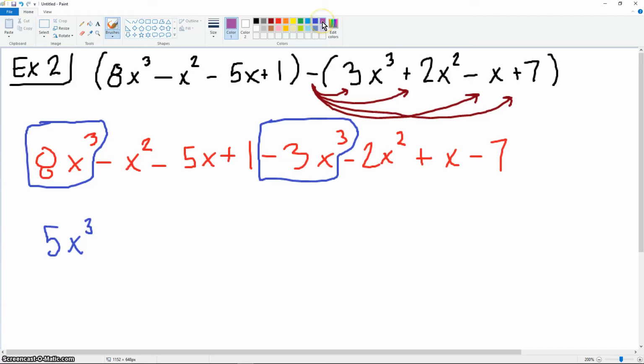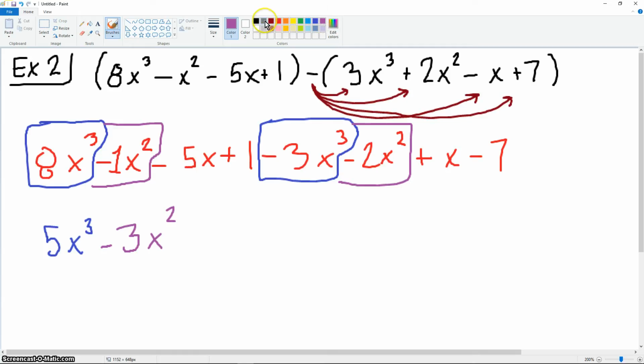Okay, and then we have the squares after that. So we have negative x squared minus 2x squared. So that's really saying there's a negative 1 here that you're not seeing. So I'm going to squeeze it in there. So really what this is saying is negative 1 minus 2. That's going to give you a negative 3x squared.